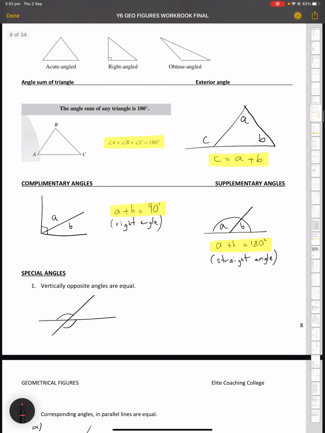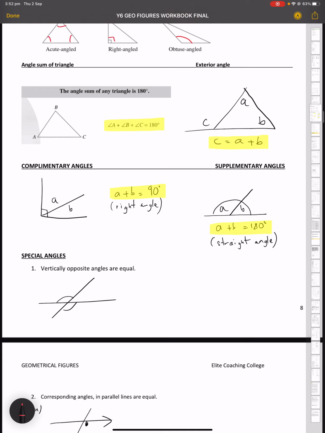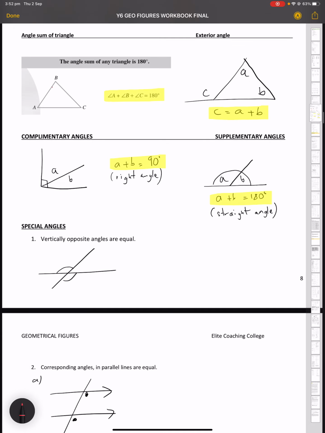And we can also classify the triangles according to the angles. The first one here has all the angles less than 90 degrees, which means they're all acute angles, so acute angle triangle. Then the second one has one right angle, so right angle triangle, and the third one has one obtuse angle. Obtuse angles are angles that are greater than 90 degrees, so obtuse angle triangle. The sum of all the angles in a triangle adds up to 180 degrees.